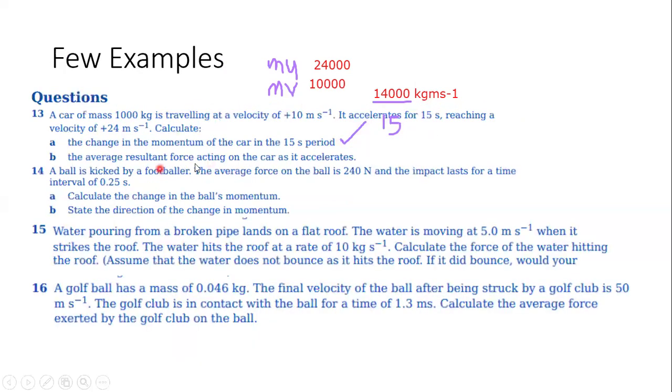Second one, the average resultant force acting on the car as it accelerates. If you take this one for an answer, you can take out the acceleration, and if you multiply this acceleration value by 1000 for the mass of the car, you can take the resultant force, which means basically F is equal to ma, right?